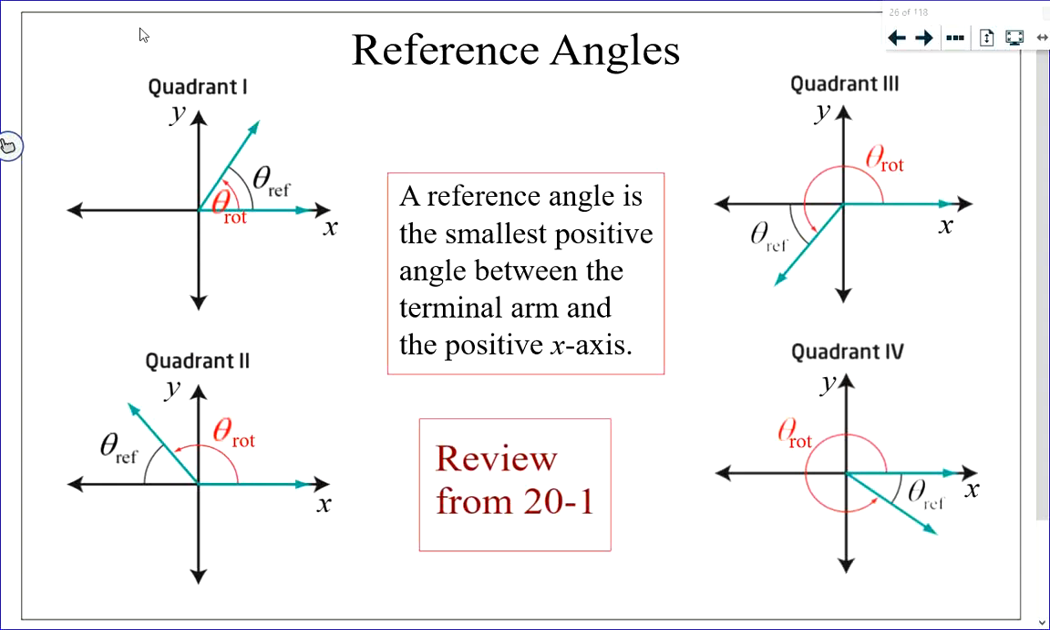There are going to be cases on the diploma exam where you will need to know how to find a rotation angle from a reference angle. More often than not, but occasionally you might be expected to find a reference angle from a rotation angle.